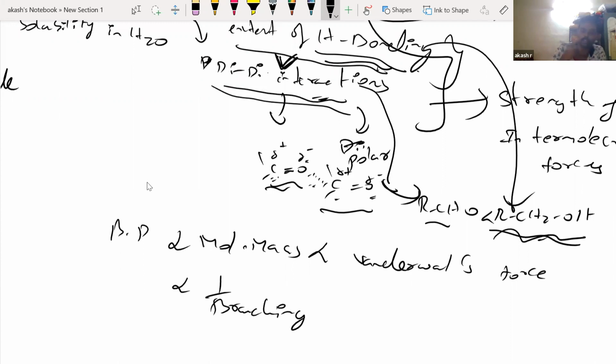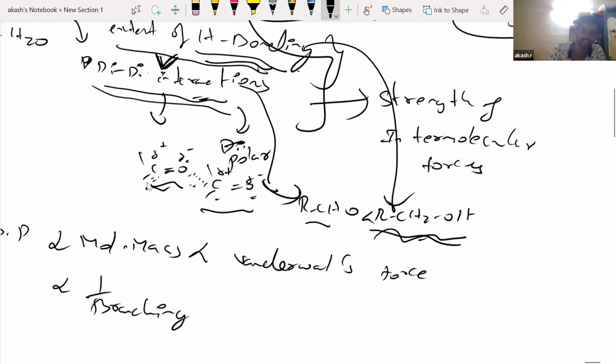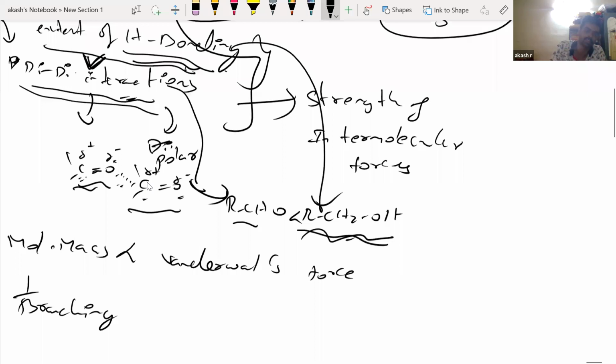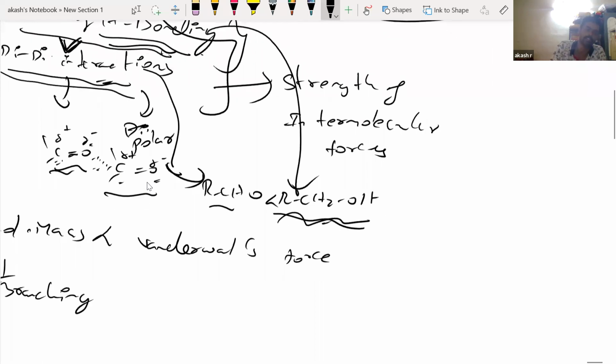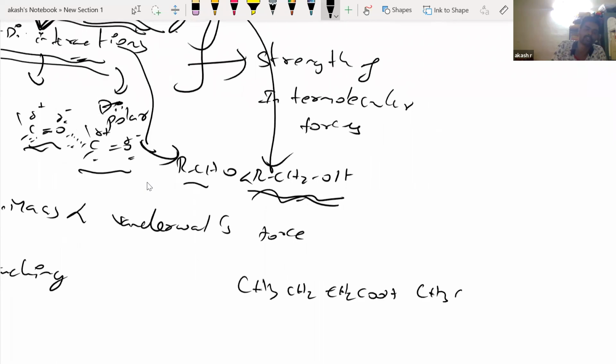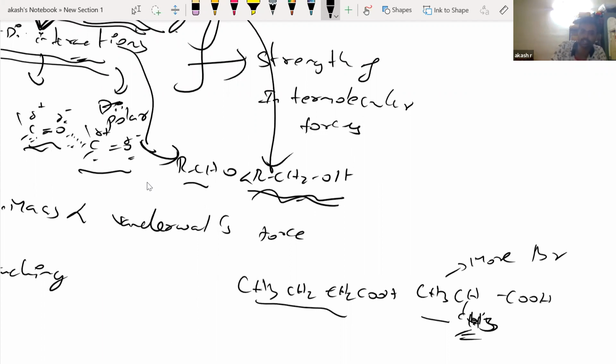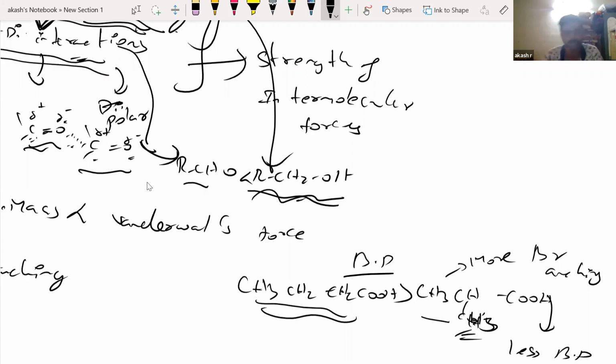That is inversely proportional to branching. In the sense that if I have something like CH3CH2CH2COOH, and CH3CH(CH3)COOH, both of them have the same molecular mass, 4 carbon atoms, hydrogen atoms, oxygen atoms, everything the same. But you understand that this one has more branching, so it will have a lower boiling point. The boiling point would be higher for the other one, because this one has more branching.